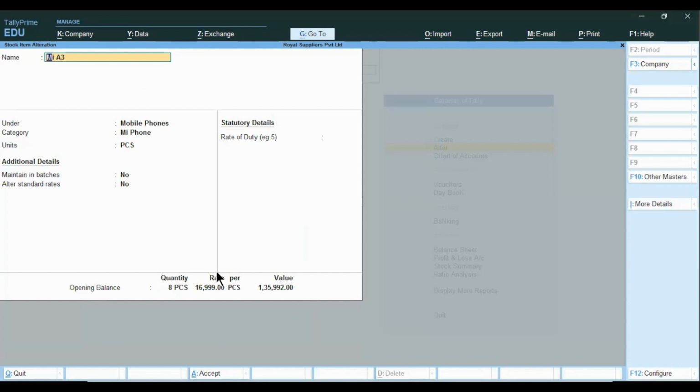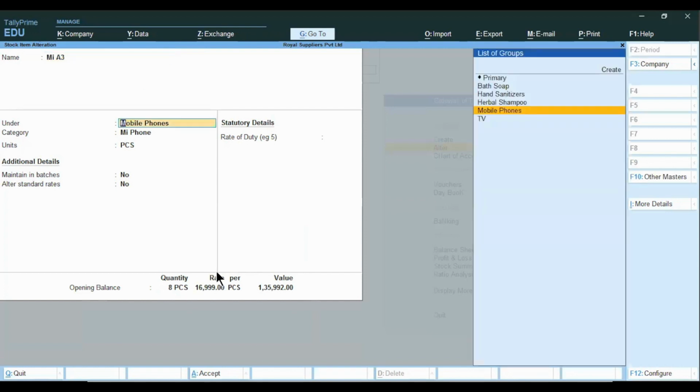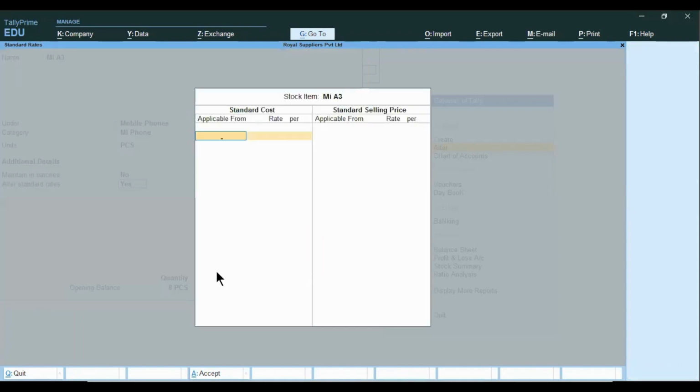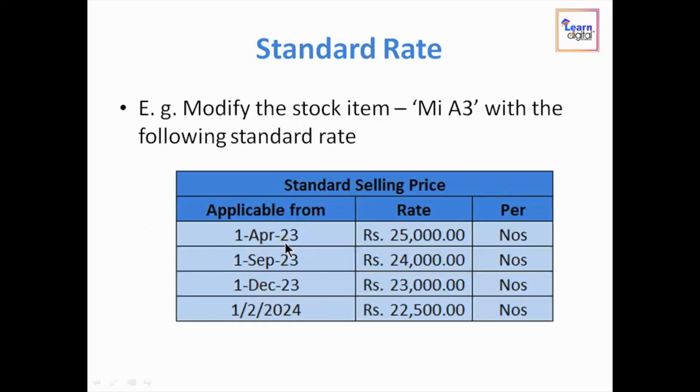Just press enter in this stock alteration screen under the phones category. If you want to maintain the batches, you can maintain them. Here we need to alter the standard rates. Press yes. The second screen will appear where we can enter the details.